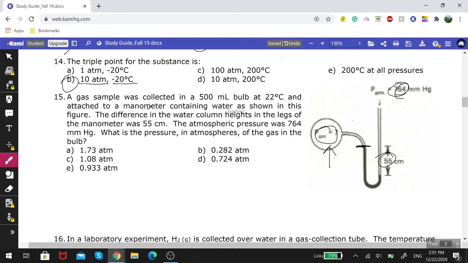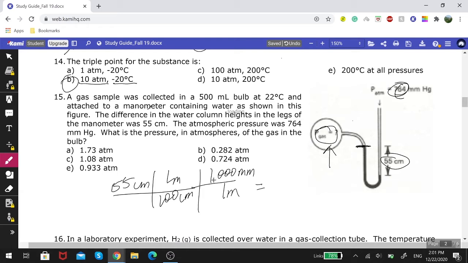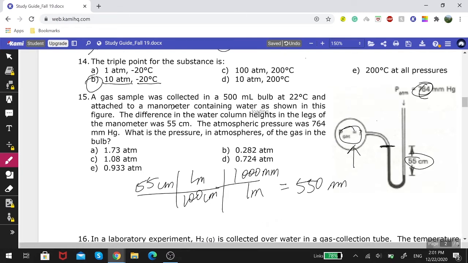And because it's weaker, we're going to subtract 55 from 764. Oh shoot, this is centimeters, not mmHg. So first we're going to have to convert centimeters into millimeters. 1 meter has 100 centimeters, and then 1,000 millimeters in every 1 meter. That would give us 55 cm is 550 millimeters. Now 764 minus 550 should give us 214.